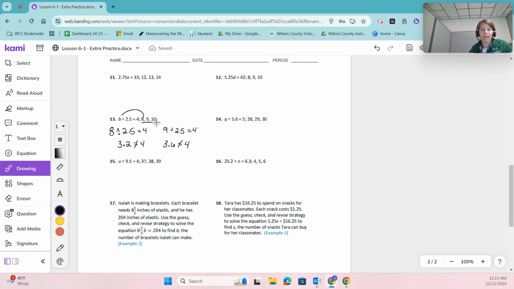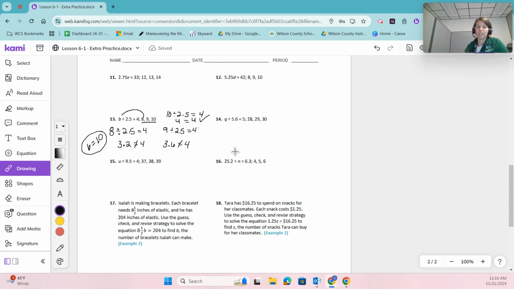And 10 divided by 2.5 equals 4. 10 divided by 2.5 equals 4. So 4 equals 4, and that is correct. So b equals 10 is the solution.